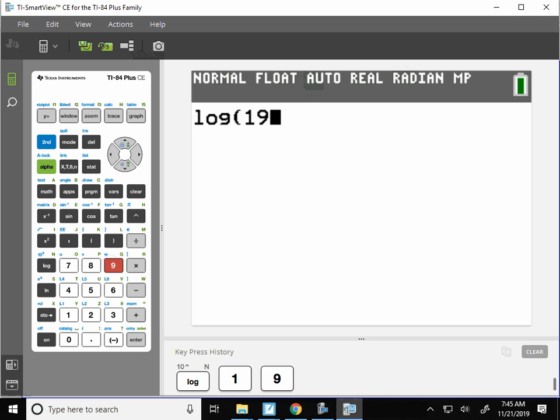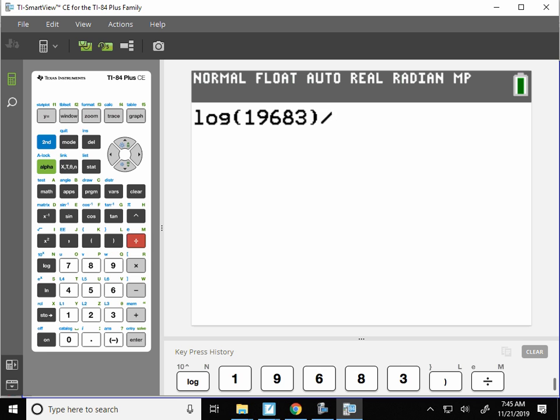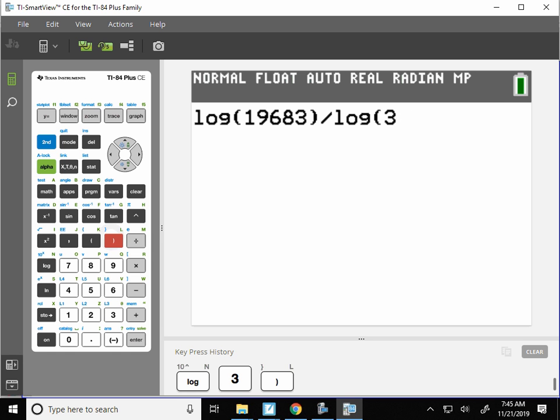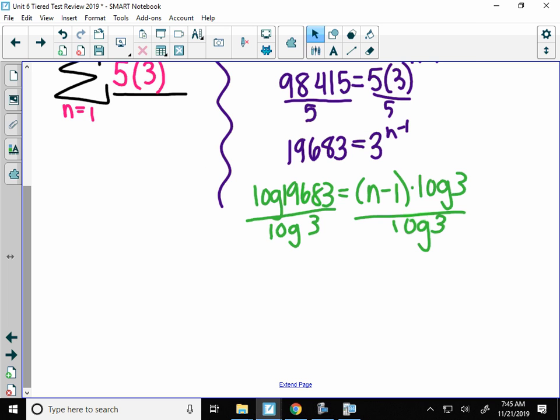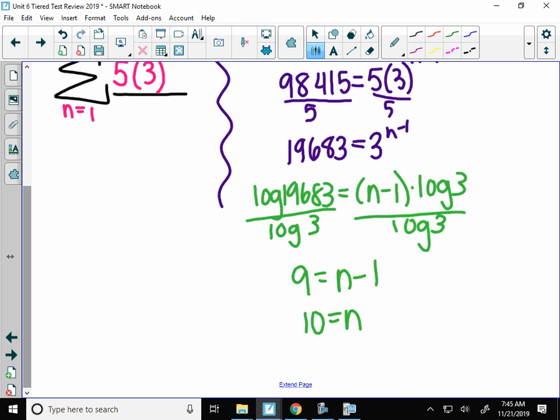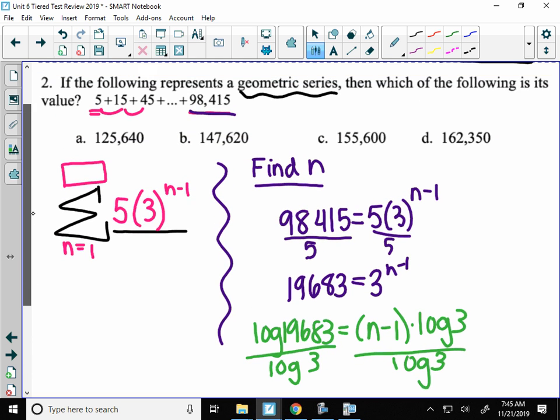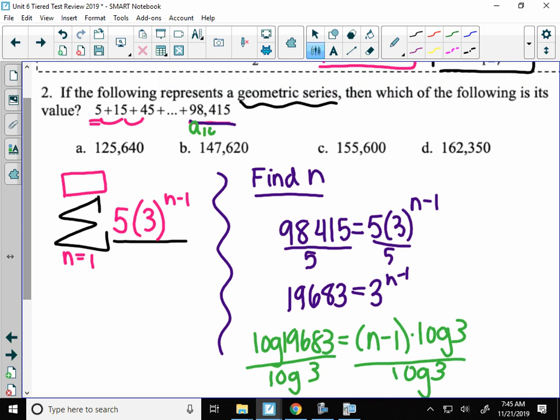So log of 19,683 divided by log of 3 gives me the n of 9. So I have 9 equals n minus 1. If I add 1, I get n equals 10. Now that's helpful because that tells me that this term, 98,415, is A sub 10. That's the index of 10.